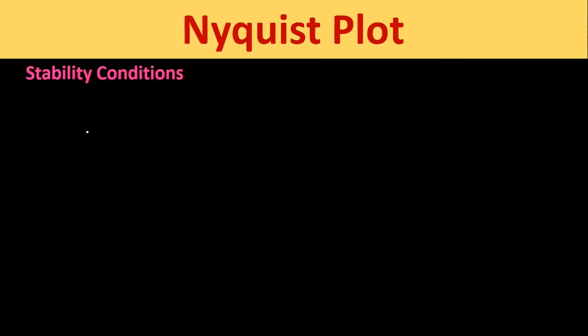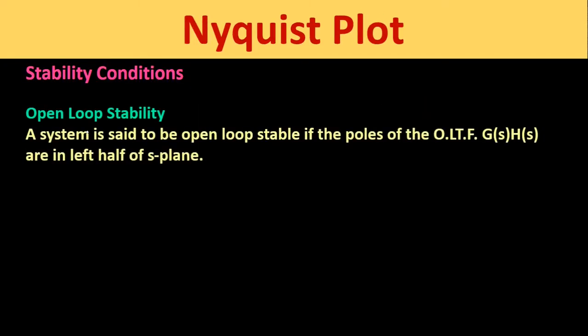First we will see stability conditions. First is open loop stability. A system is said to be open loop stable if the poles of open loop transfer function G(s)H(s) are in the left half of the s-plane. So, whenever the poles of the open loop transfer function G(s)H(s) are in the left half of the s-plane, then the system is said to be open loop stable.